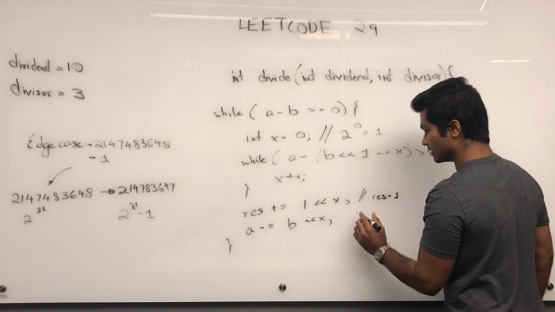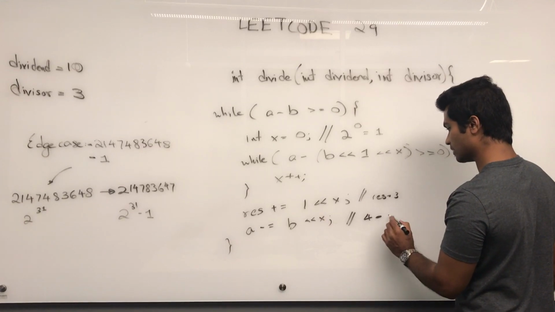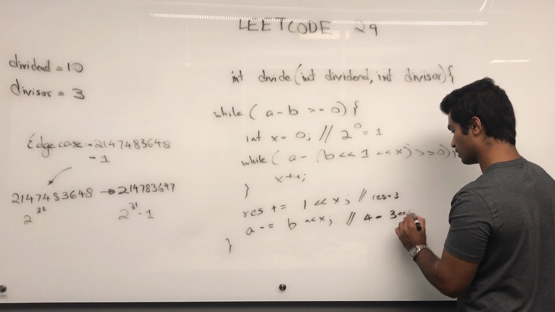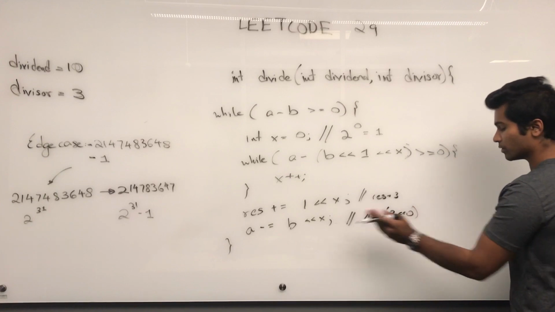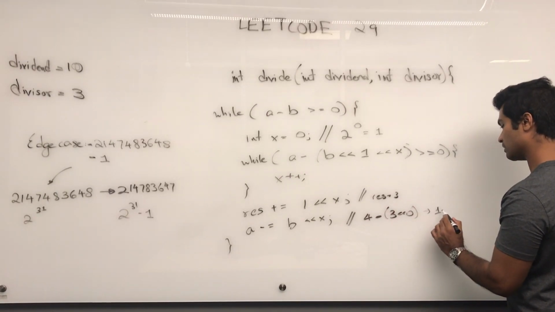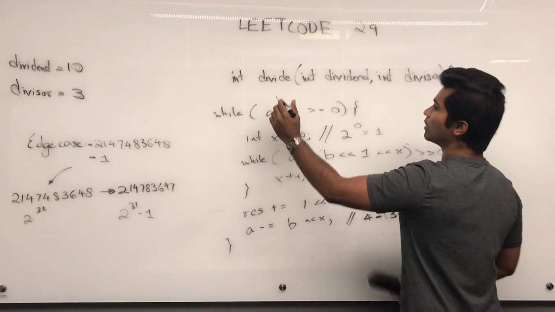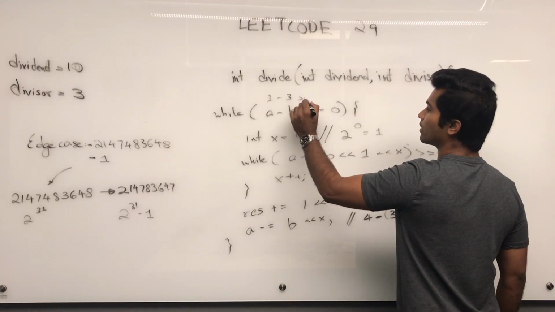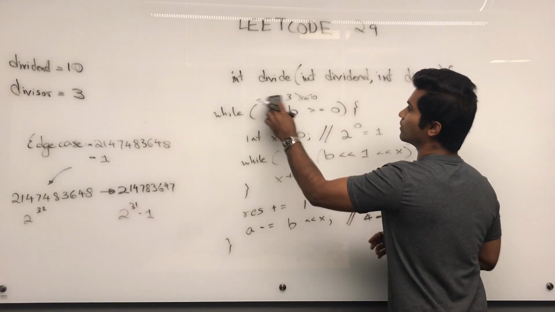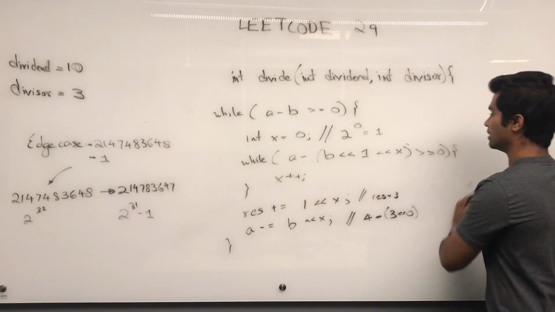And then a is going to get decremented again. 4 minus 3 shifted over 0 times. Shifted over 0 bits. So then this is just going to be 1. So now a is 1. Now when we go back at the top of this while loop, 1 minus 3 is not greater than or equal to 0. So we're done with this. Our result is going to be 3.